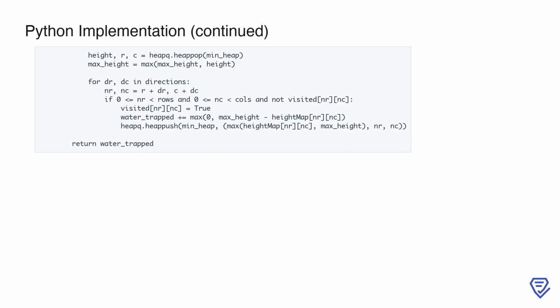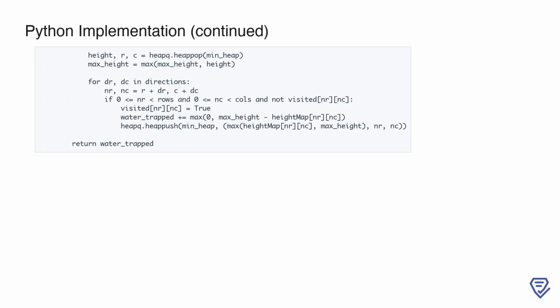We begin processing the cells in the min_heap one by one using a while loop. For each cell, we pop the smallest height from the heap, which helps us simulate filling water level by level. We then update the max_height to ensure it reflects the highest boundary encountered so far. Next, we explore all 4 neighboring cells of the current cell using the predefined directions.